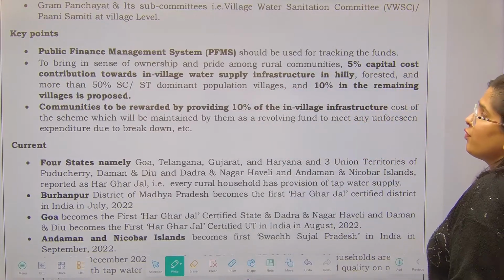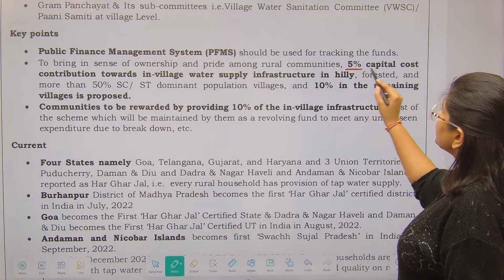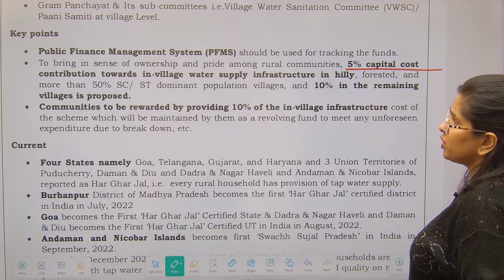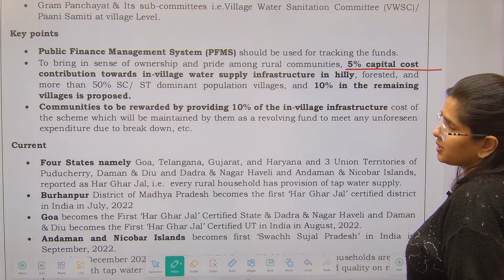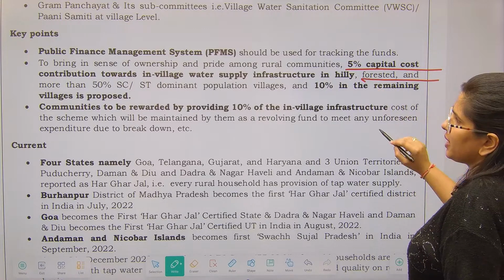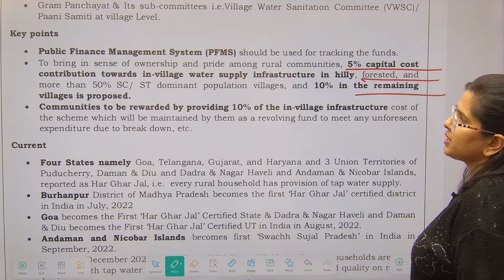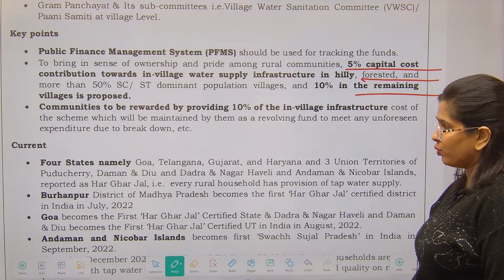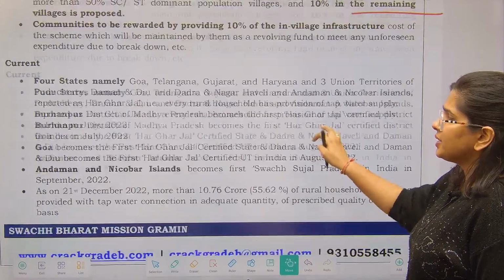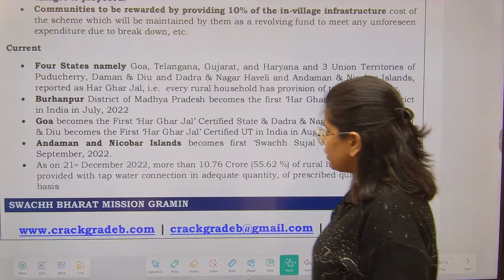To bring in the sense of ownership and pride among the rural communities, 5% capital cost contribution for the in-village water supply infrastructure in hilly, forested and more than 50% SC/ST dominated population areas, and 10% in the remaining villages, is proposed. Now this is some current data which we will see just once.